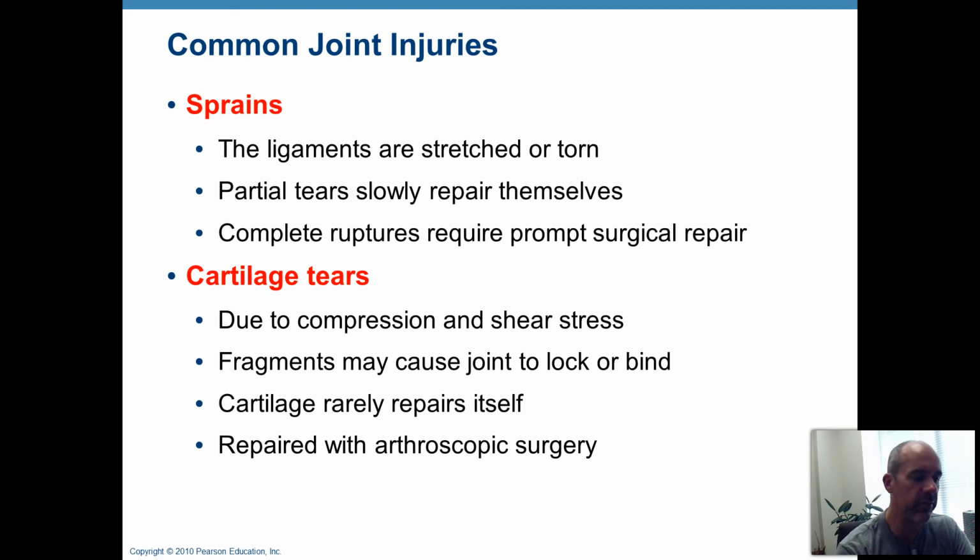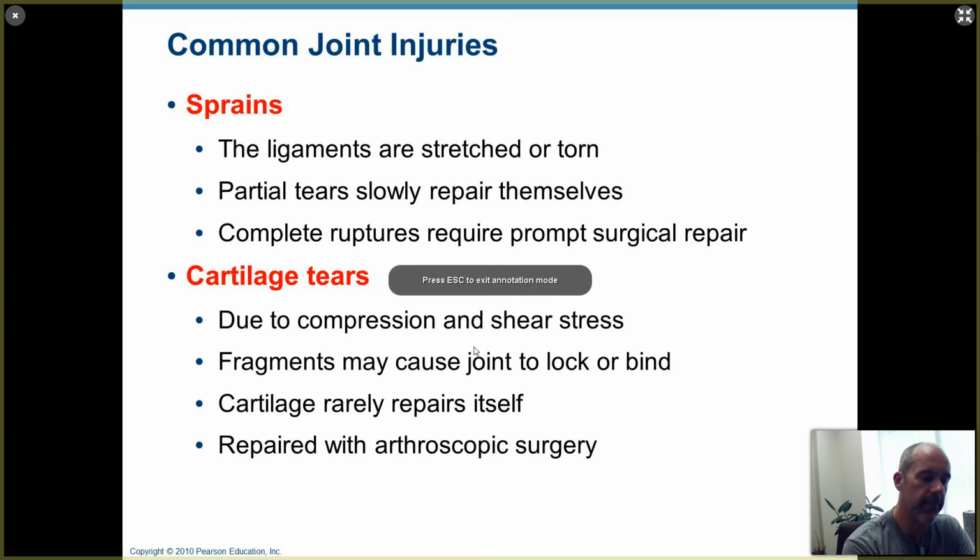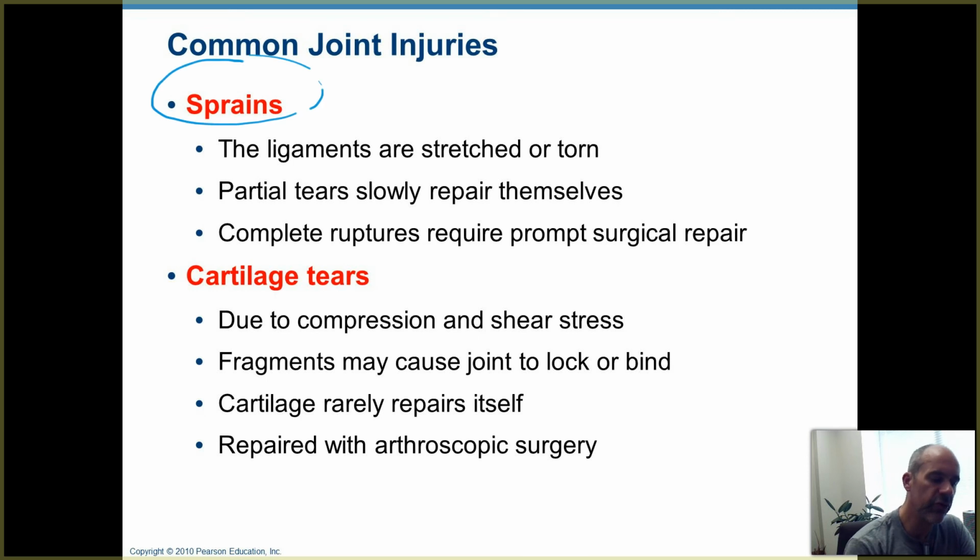Now, we've all heard of this before. What is a sprain? Like you sprain your ankle. That's not the same thing, of course, as breaking a bone. A sprain occurs when you have stretched or torn ligaments that connect bones together, the ligaments at a joint, when they get stretched or torn.